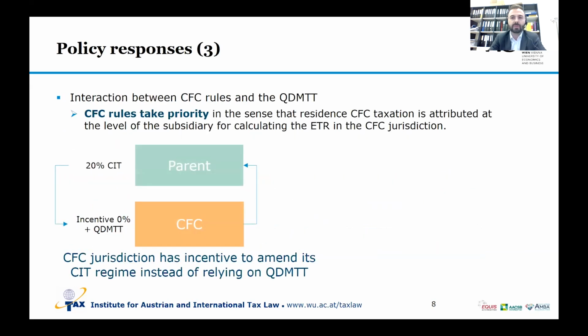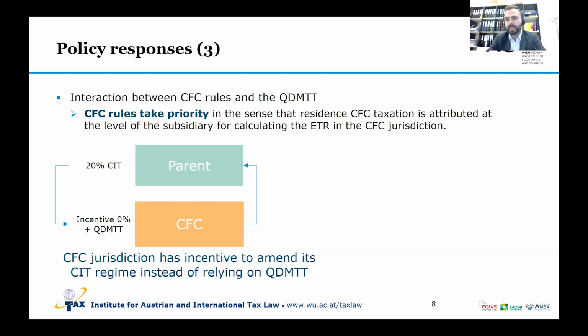And this is the interaction between the CFC rules and the QDMTT, because we need to understand this interaction in order to get a glimpse as to why in some instances a general corporate income tax reform probably makes a certain amount of sense. The reason is that the CFC rules as envisaged under GloBE are taking priority in time over the QDMTT. What does that mean? It means that the residence CFC taxation that is taking place is attributed at the level of the subsidiary for calculating the ETR, thereby increasing its ETR. And I give you a very simple example here on the slide.